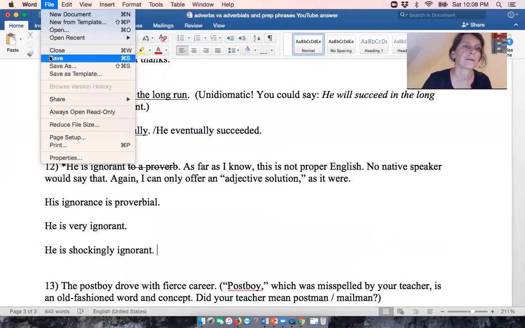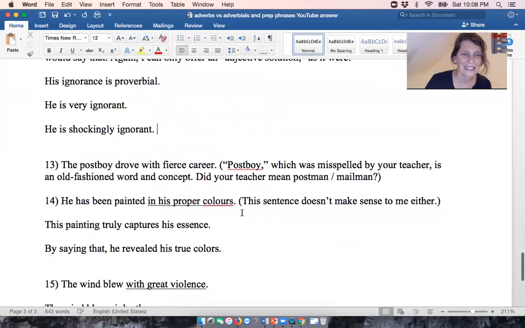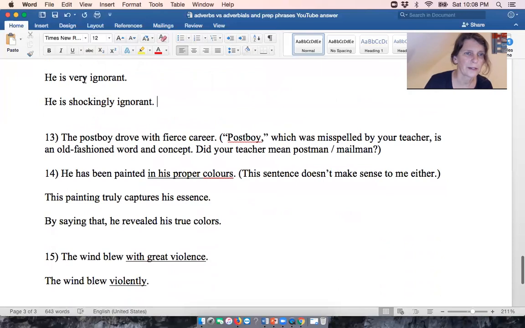Now we have another exam. Well, that's better than the previous one. It's closer to what this silly teacher wanted. The postboy. Postboy is a very old-fashioned word. I suspect that the teacher meant mailman. Anyway.